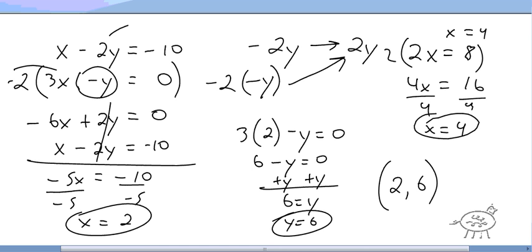Okay, so let's try another one here. 3x minus 4y equals 7, and negative y plus 2x is equal to 3. The main thing here is you have to line the variables up. This has got an x and a y, this has got a y and an x. The columns have to be the same.